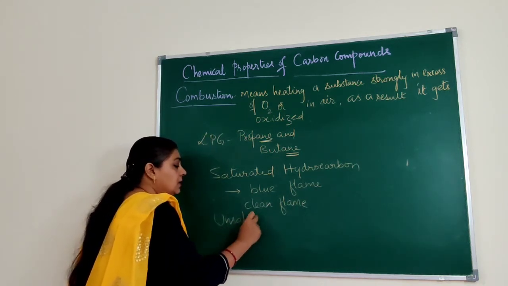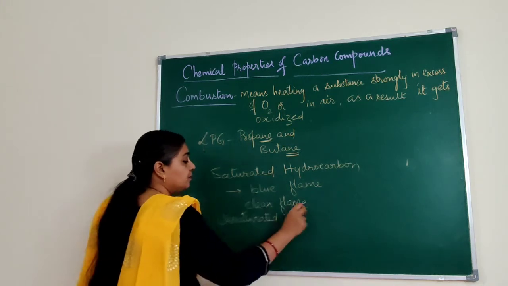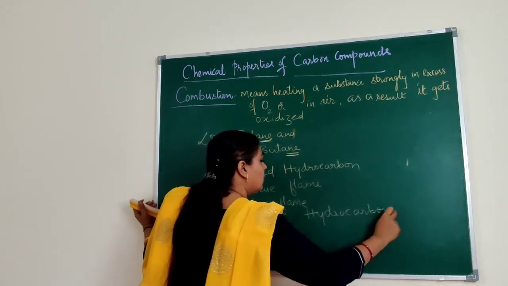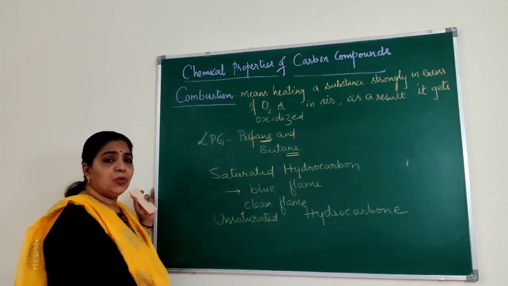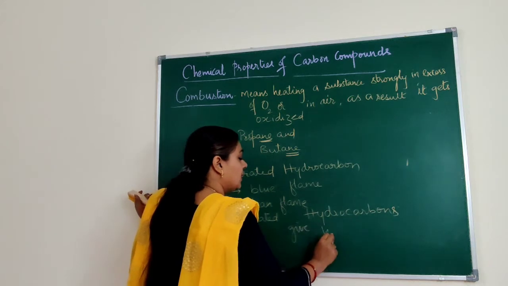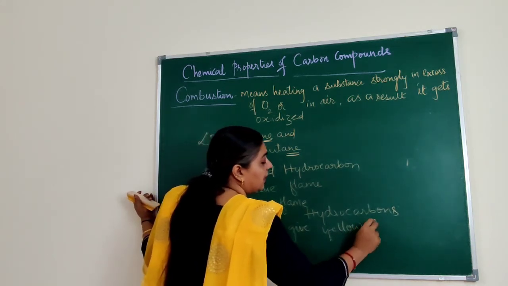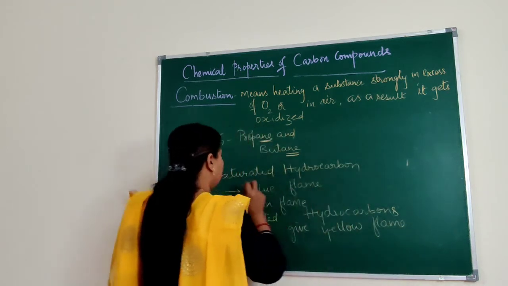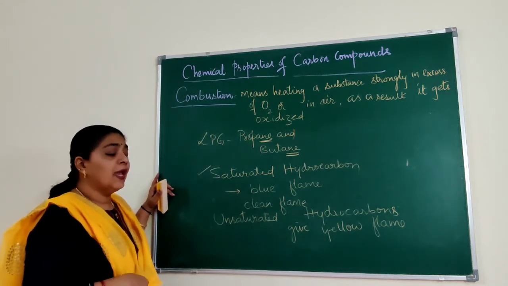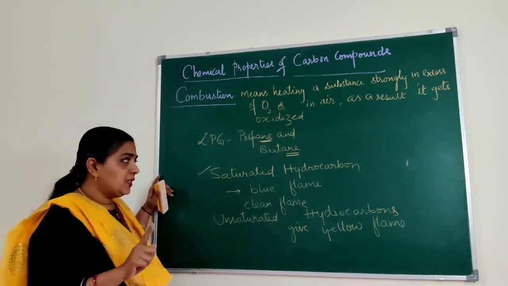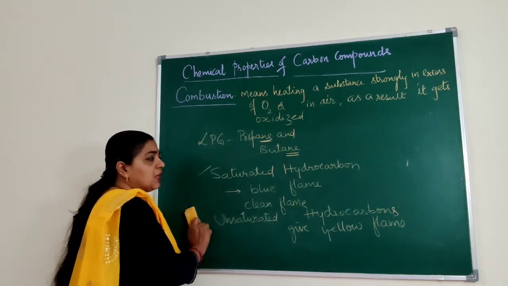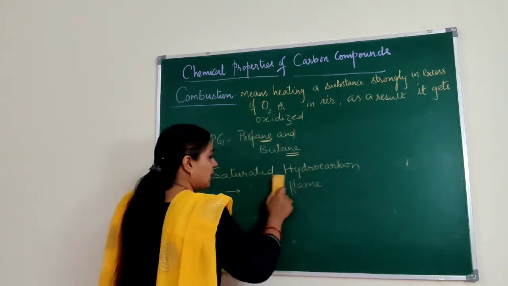So you should remember, saturated hydrocarbons always give a blue flame, and unsaturated hydrocarbons, such as propene and butene, give a yellow, orangish flame. Saturated hydrocarbons give a blue flame, and unsaturated hydrocarbons give a yellow flame. I was also telling you the LPG gas contains propane and butane, which are saturated hydrocarbons, so it will give a blue flame.